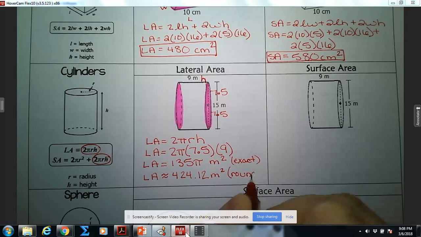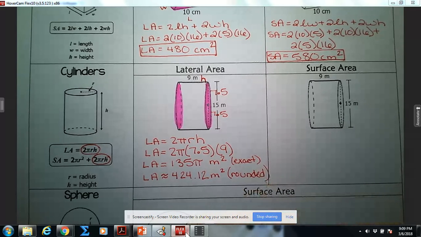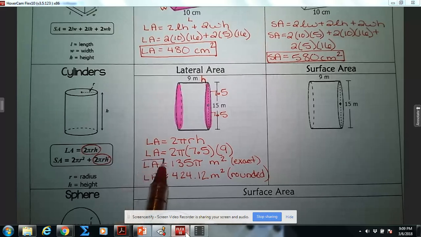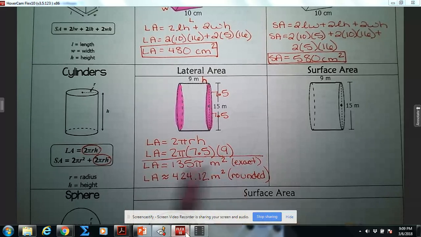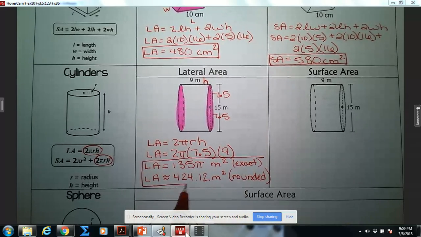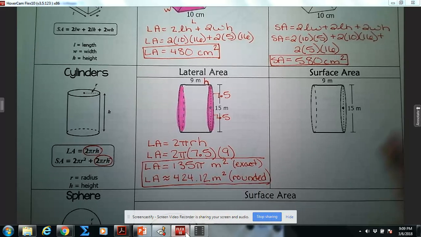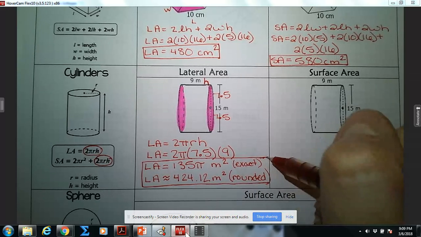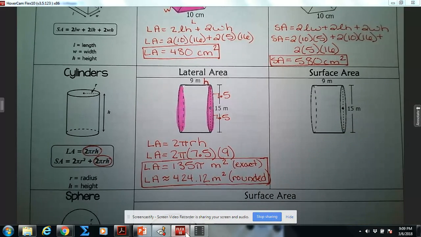This is the rounded lateral area. So we have the exact lateral area versus the rounded lateral area. Both of them are good answers. It just really depends on the format of the question being asked. You know, if it's multiple choice and all of the answers have pi in it, you'll know how they got that.